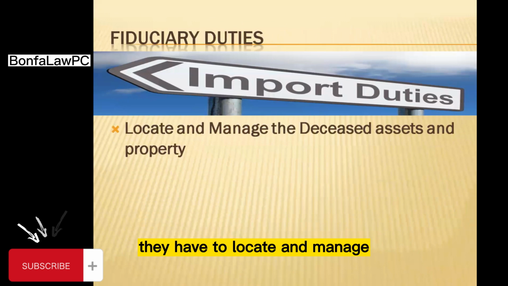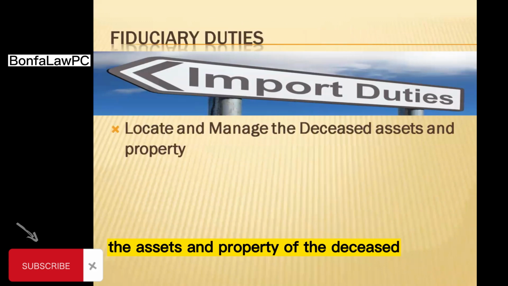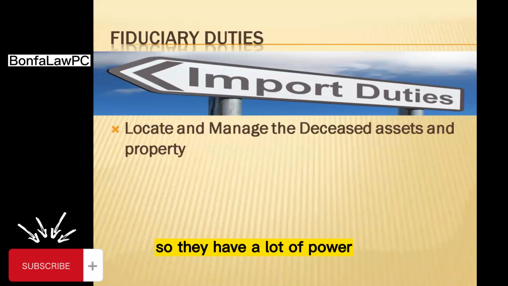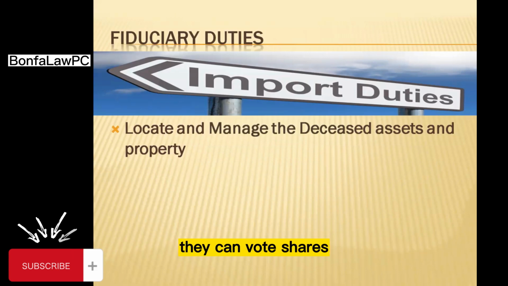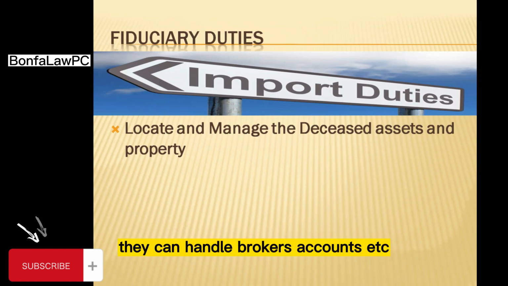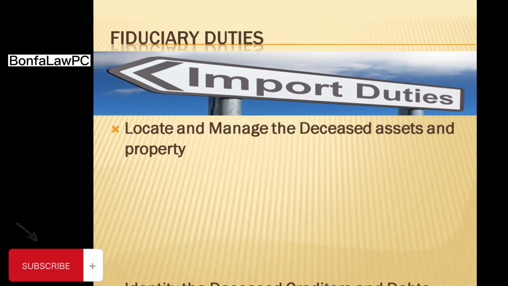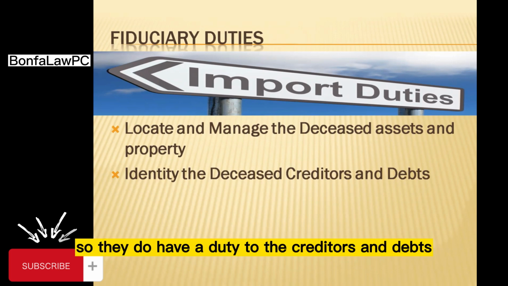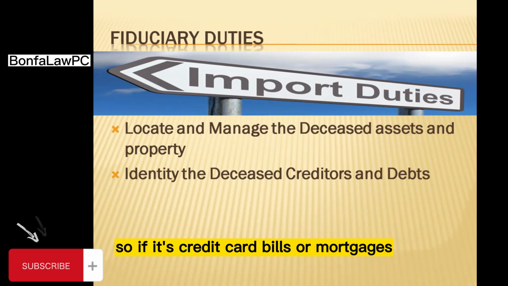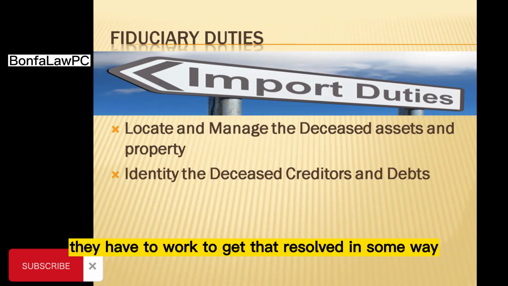They have to locate and manage the assets and property of the deceased. So they have a lot of power. They can sell property, they can purchase property, they can vote shares, they can do proxies, they can handle brokerage accounts, etc. They also have a duty to identify creditors and debts. So they do have a duty to the creditors to pay that debt off. So if it's credit card bills or mortgages, they have to work to get that resolved in some way.